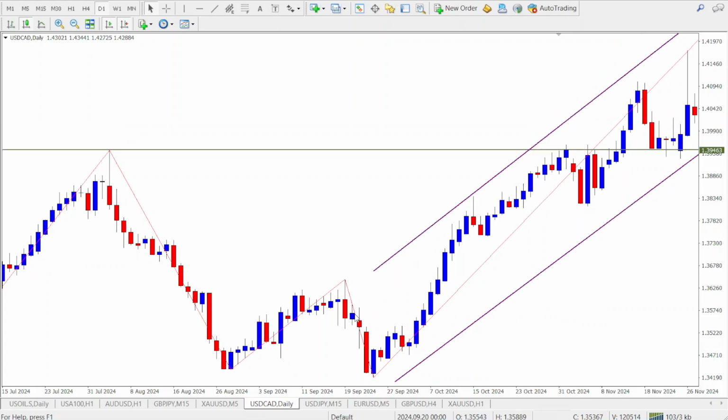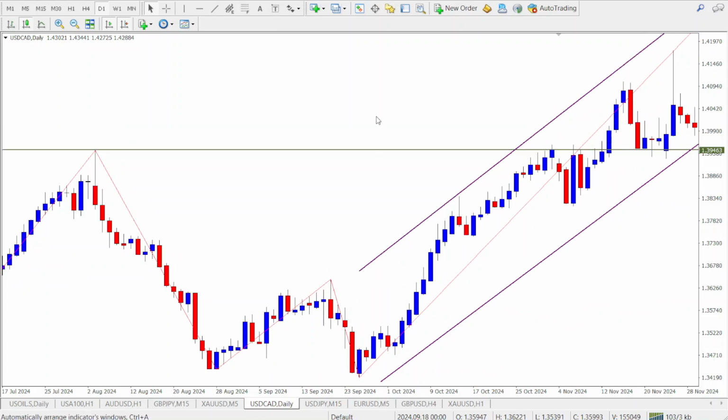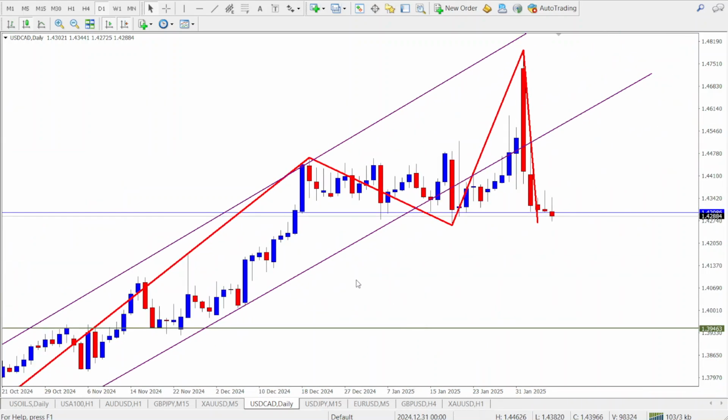Let me see if I can increase the thickness. So you can see that the zigzag indicator helps us identify swing points, but remember, it is best to use it as a guide and not as a rule.